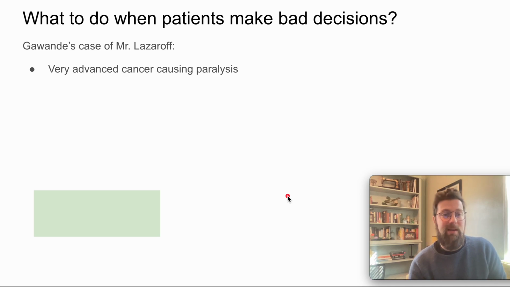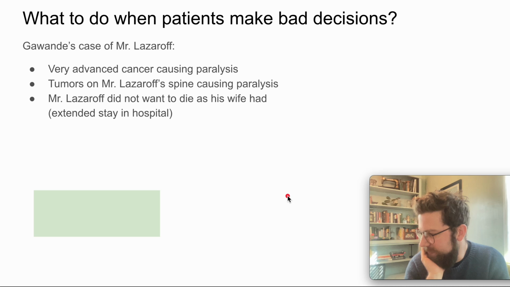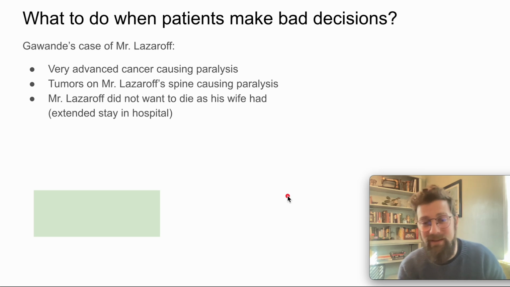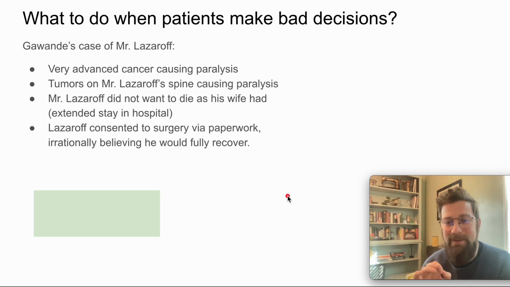This was a patient with very advanced cancer. One of the tumors was near the patient's spine, and that was causing paralysis and also incontinence. And the other thing to notice about this case is that Mr. Lazaroff did not want to die as his wife had. His wife had a long, extended stay in the hospital that was traumatizing for him and the family, and he wanted to avoid a similar fate for himself. Now, there's a scene in Gawande's essay where Gawande, as a young medical resident, is coming in to explain the surgery that he's considering. It would be a surgery to remove the tumor, and which would slow and remediate the paralysis that Mr. Lazaroff was dealing with.